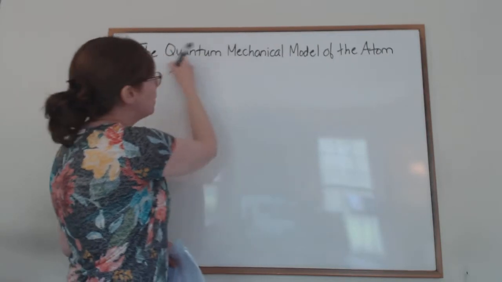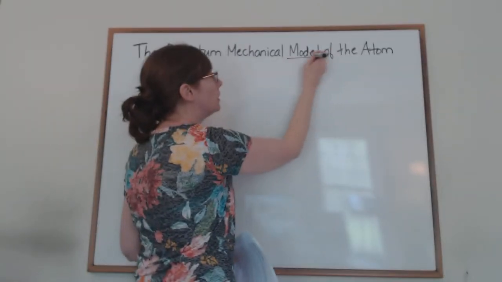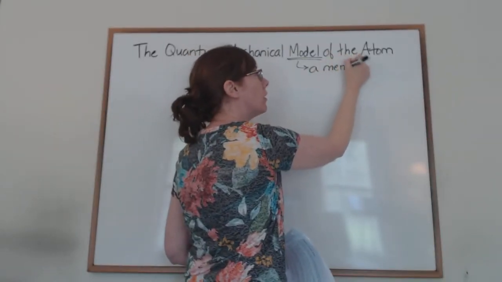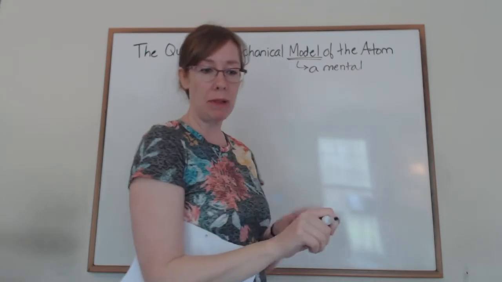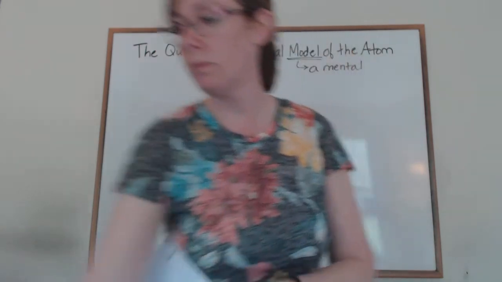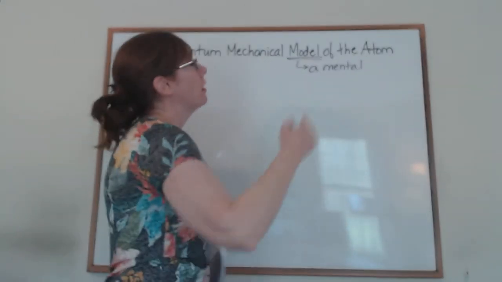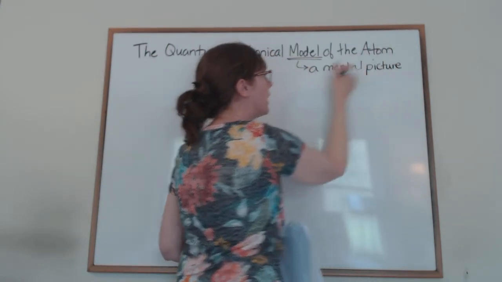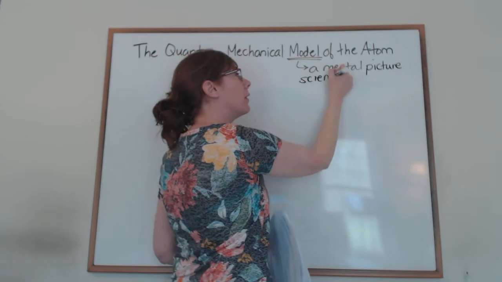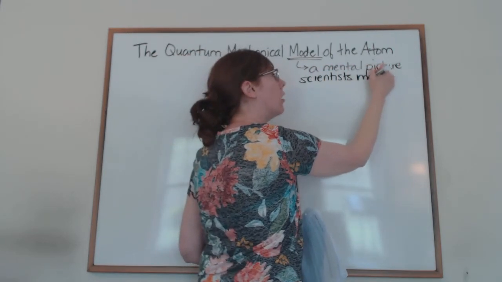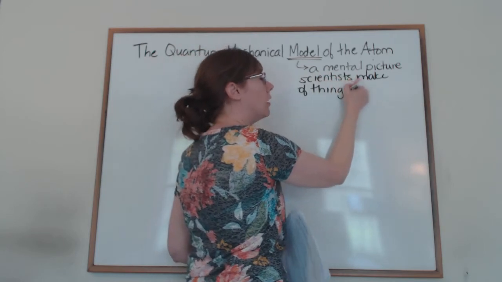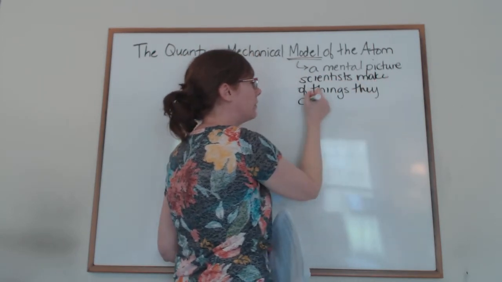First of all, the quantum mechanical model. What in the world is a model? So a model is simply a mental picture that scientists make of things they can't directly observe.